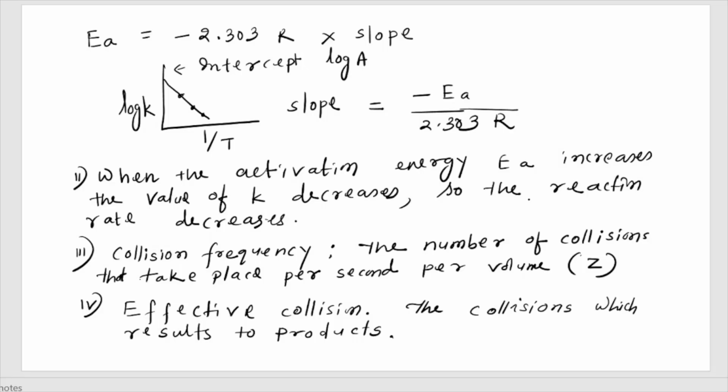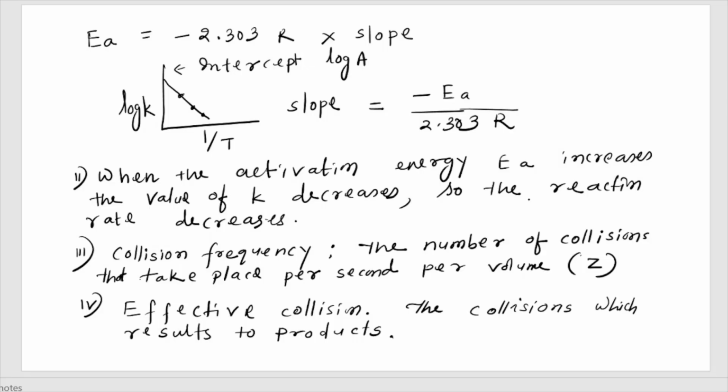When the activation energy, that is EA, increases, the value of the rate constant decreases. Remember, in the formula also you can see that when the activation energy EA increases, the value of K decreases, so the reaction rate decreases.